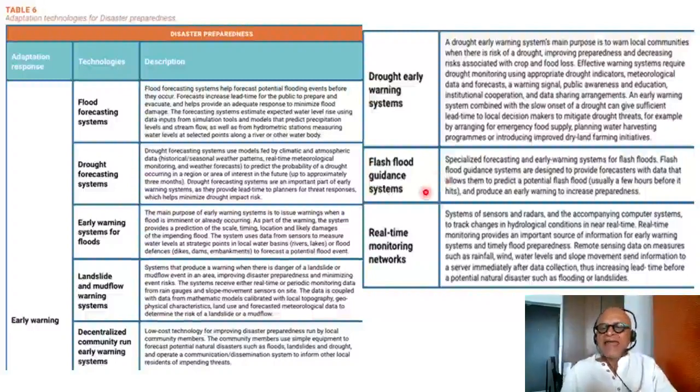Flash flood guidance systems. Specialized forecasting and early warning systems for flash floods. Flash flood guidance systems are designed to provide forecasts with data that allows them to predict a potential flash flood, usually a few hours before it hits, and produce an early warning to increase preparedness. As we said, we also have flash droughts now, and there are efforts to forecast those as well.